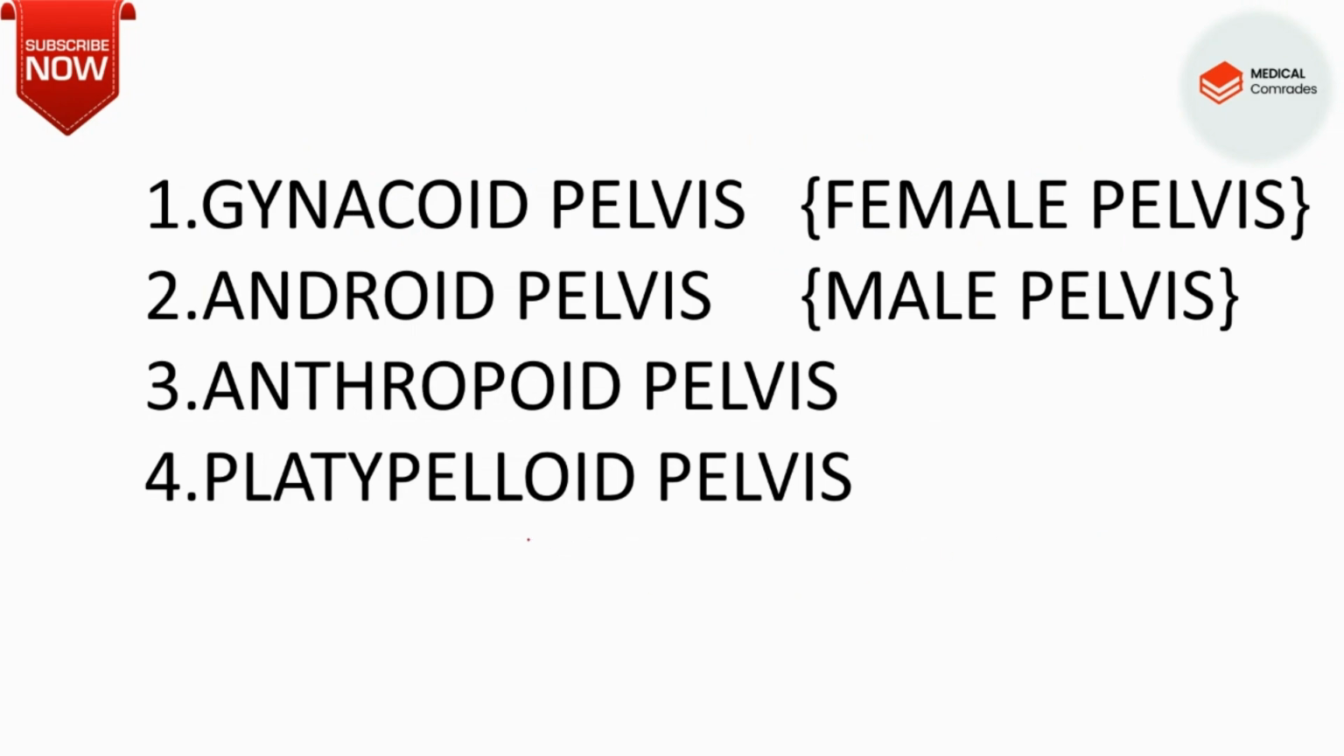So there are four types of pelvis in our OBG. First is gynecoid pelvis, second is android pelvis, third is anthropoid pelvis, and fourth is platypelloid pelvis. Gynecoid pelvis is mainly the female pelvis and android pelvis is the male pelvis, and these other two are abnormal pelvis.